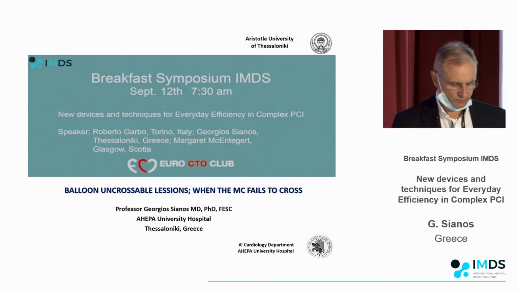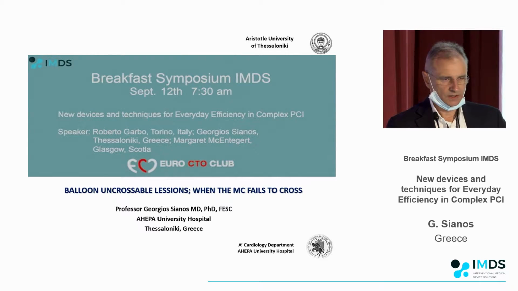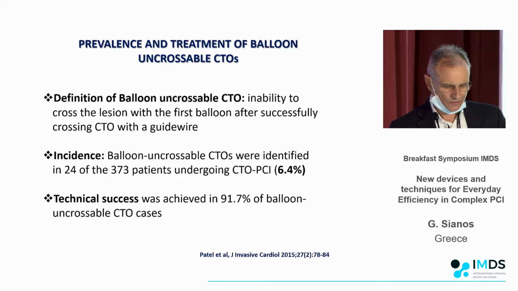So my target would be to talk about balloon uncrossable lesions and how you tackle them, specifically with a device designed for this, the Blimp balloon, developed by IMDS. The definition, because when you talk about anything you have to define it, is the inability to cross the lesion with the first balloon after successfully crossing a CTO with a guide wire.